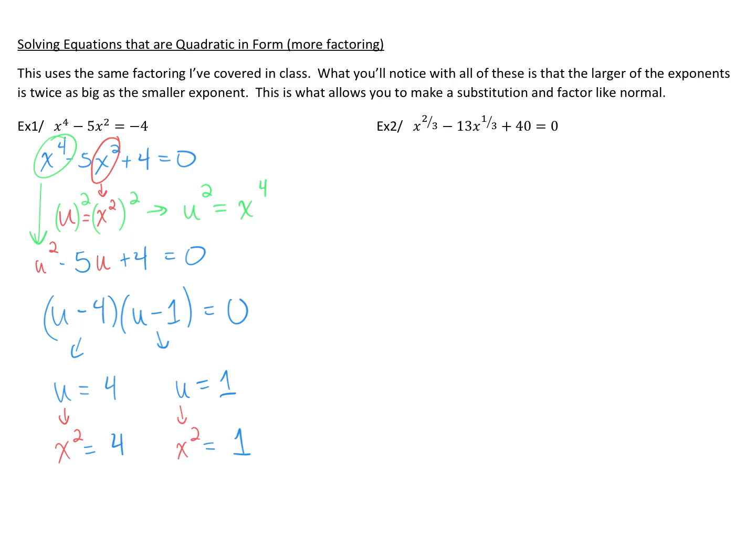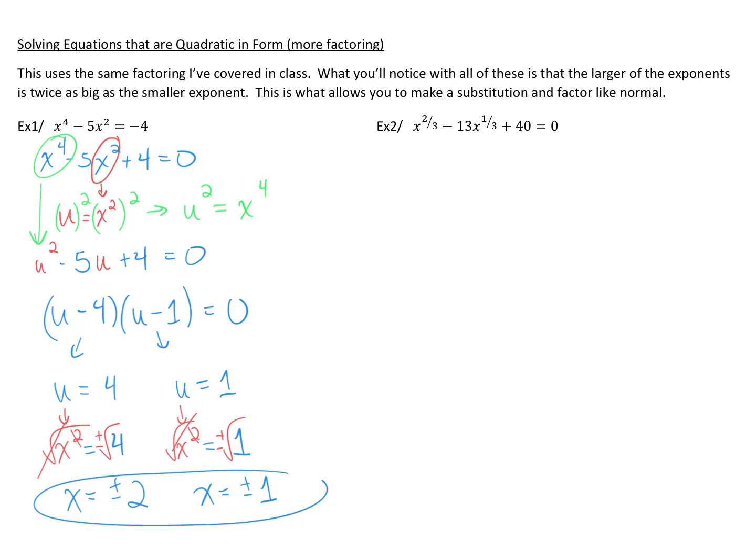And then from here, we can use the square root property to solve these. Don't forget the plus or minus in front of the number. The square and the square roots cancel, leaving you with x equals plus or minus 2 and x equals plus or minus 1. And these four answers are good answers.